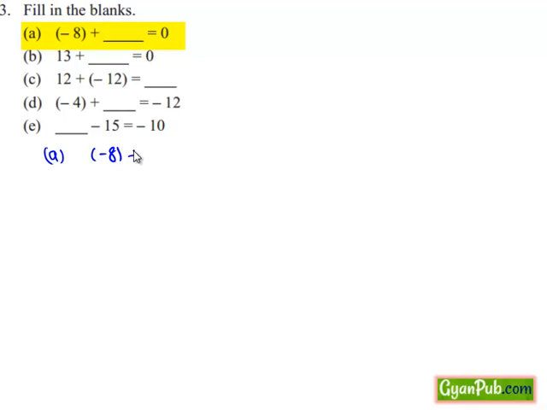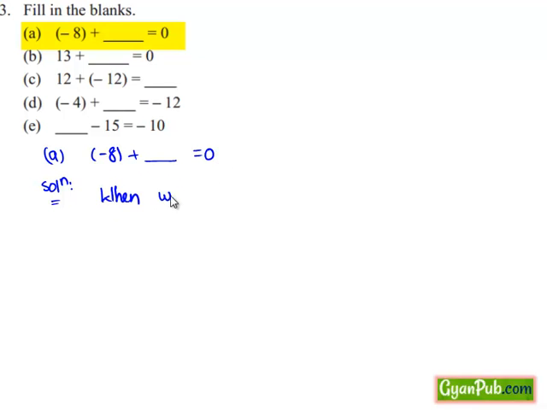Minus 8 plus some integer is equal to 0. Let's do the solution. When we are adding two integers, if the solution is 0, then the two integers must be additive inverse of each other. Here, we are adding two integers. One integer is minus 8 and another integer we don't know. But the solution is 0.